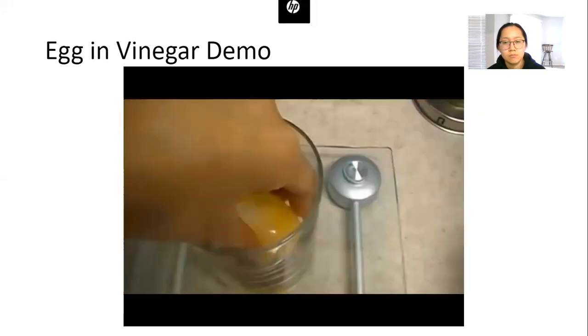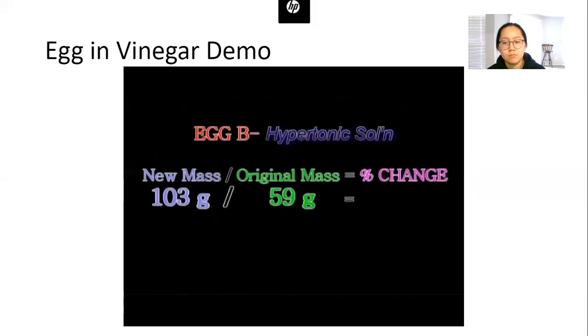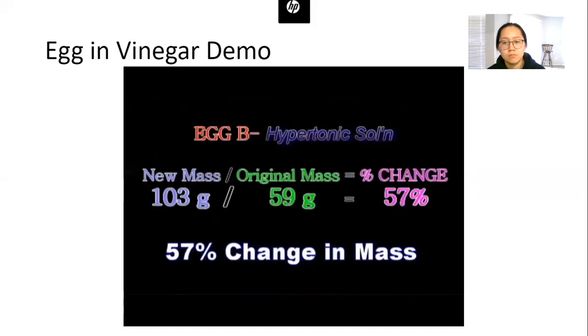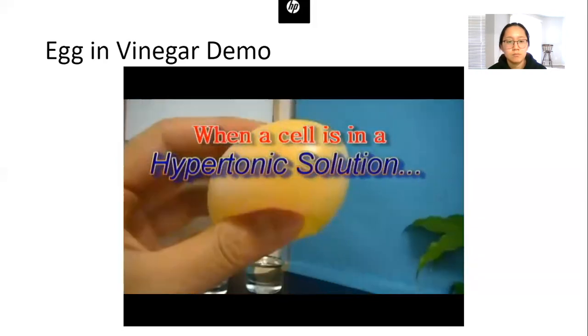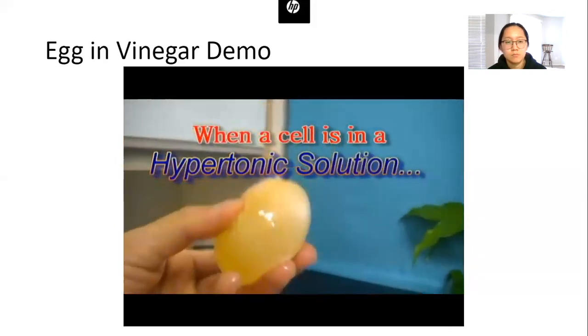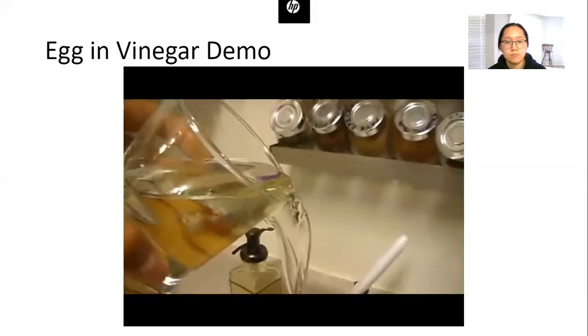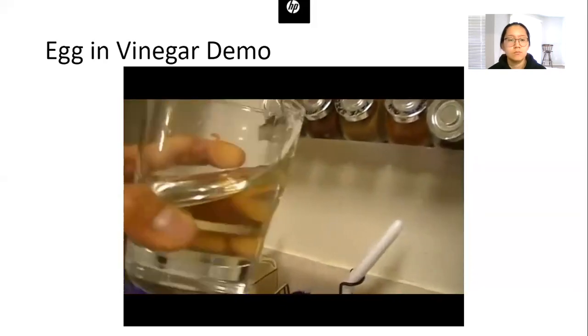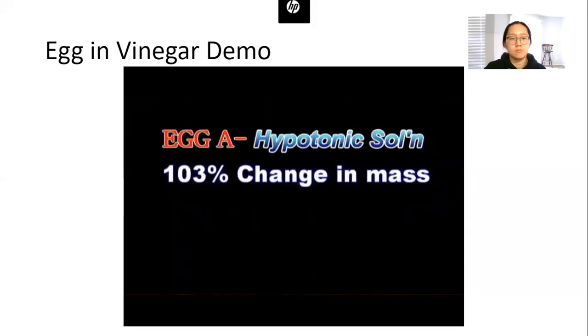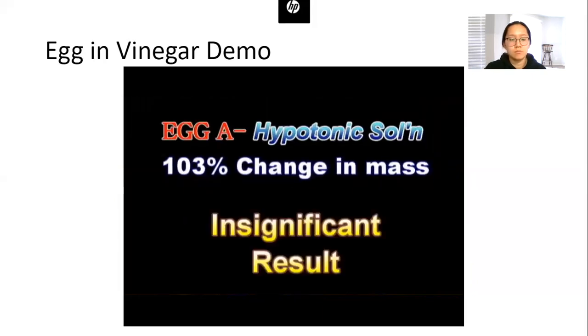Egg B now has a mass of 59 grams. Egg B decreased to 57% of its original weight. We can definitely conclude that when a cell is in a hypertonic solution, water will leave the cell. In fact, this is evident by the layer of water sitting on top of the corn syrup. However, 103% change in mass is not very significant.